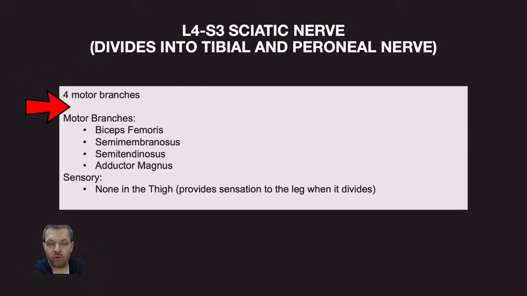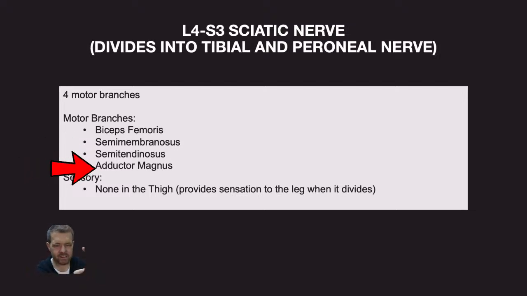So we've got 4 motor branches of the sciatic nerve. Okay, so we've got biceps femoris, which is one of your hamstrings, semimembranosus, again, another hamstring, semitendinosus, which is another hamstring, and then your adductor magnus.